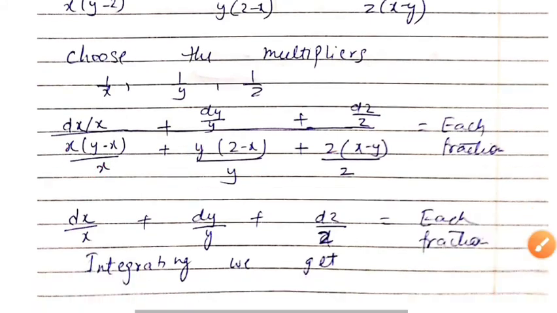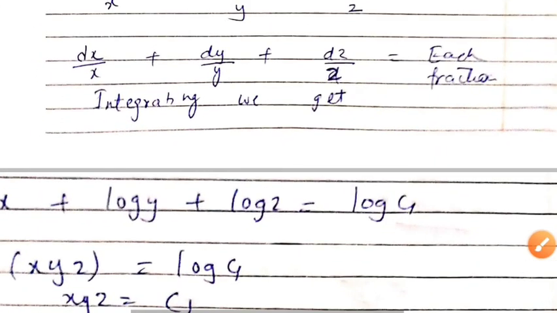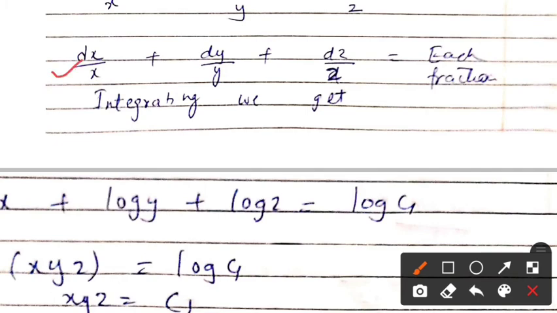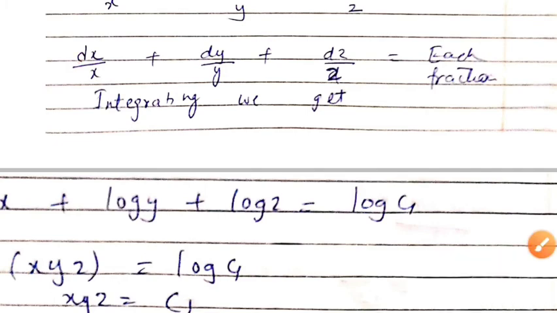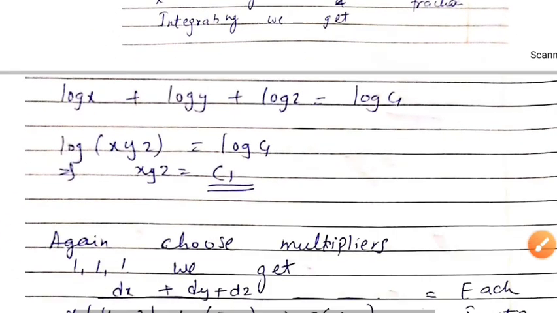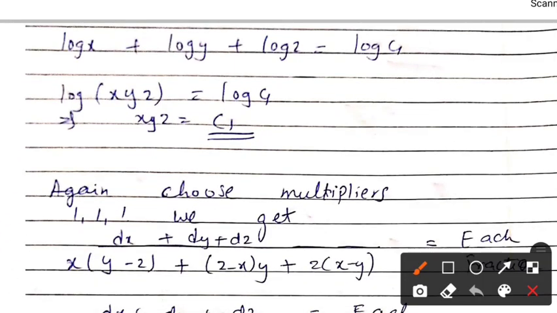So you are only left with your numerator part, which is dx upon x plus dy upon y plus dz upon z. Now we will integrate these terms. Integration of 1 upon x is log x, integration of 1 upon y is log y, and integration of 1 upon z is log z. We will take some constant log c1. Now we know that log a plus log b plus log c is log of abc, equal to log c1. Again, if we take the exponential power, we get xyz equal to c1. So this is our first solution.